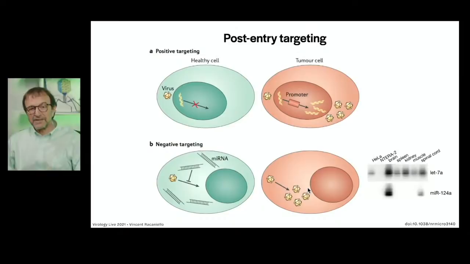And this is just the northern blot, a gel showing you microRNAs, two different microRNAs, LET7A and MIR-124A. And these are RNAs extracted from different cells and tissues. And you can see that microRNAs aren't necessarily everywhere. So here's a tumor, NTERA2, that doesn't have either LET7A or MIR-124A. So you might want to use that.